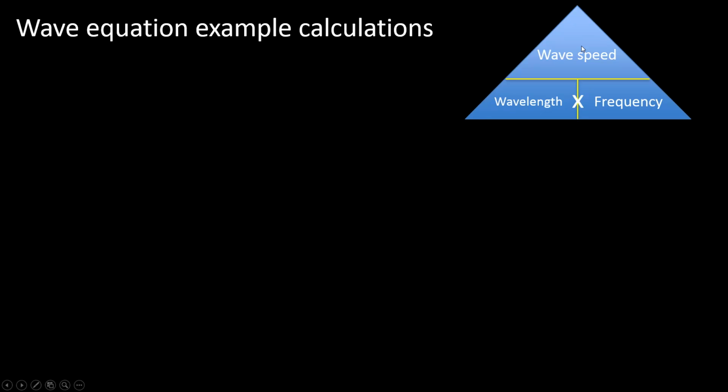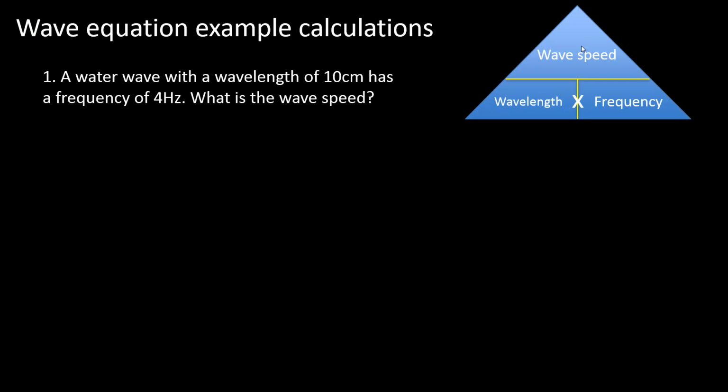So we're going to look at 3 different questions for this. The first one, fairly straightforward: a water wave with a wavelength of 10 centimeters has a frequency of 4 Hertz. What is the wave speed? Now, whenever you're doing calculation questions, it's a really good idea to follow a procedure. And the best thing to do, because you remember you've got to pick which equation to use when you're doing this for real in the exam paper, you're not going to know which one to use in advance.